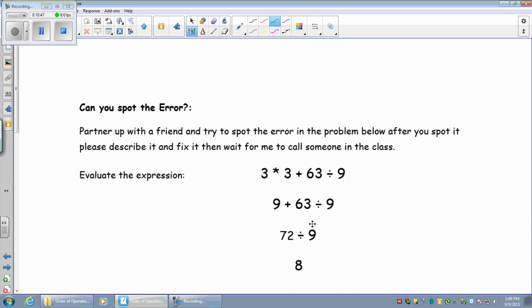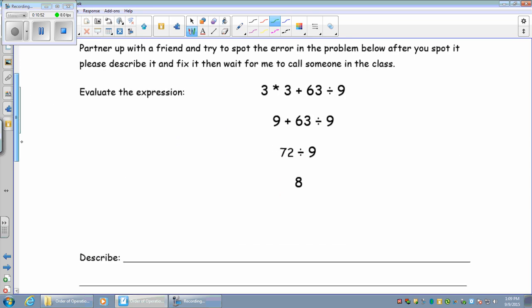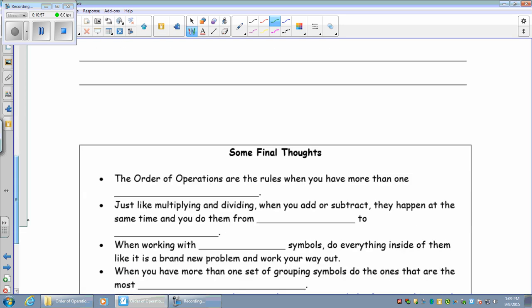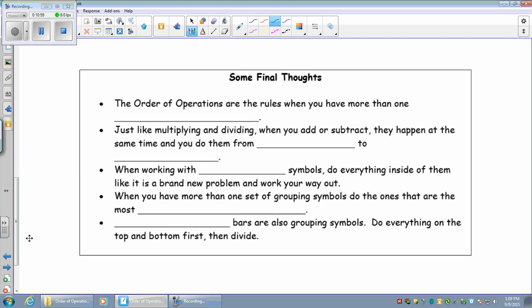All right? So on the back page, I have a little activity for us to do in class. What I'm going to do is go over some final thoughts, and then if we have time, we'll go over this activity in class. So for the final thoughts, the order of operations are just the rules when you have more than one operation. So if you have adding and multiplying in the same problem, you know which one to do first. Just like multiplying and dividing, when you add or subtract, they happen at the same time, and you do them from left to right, just like we read books.